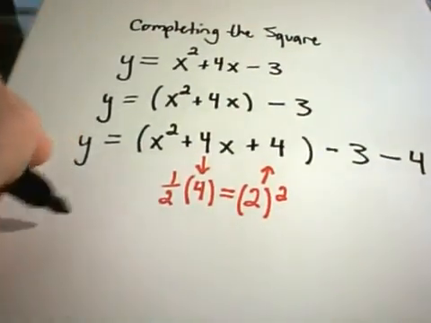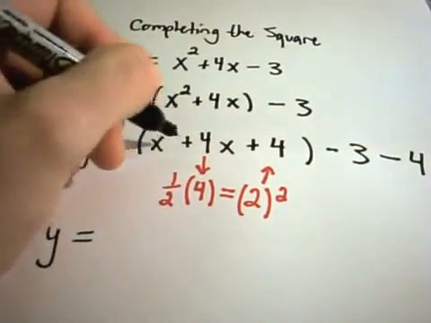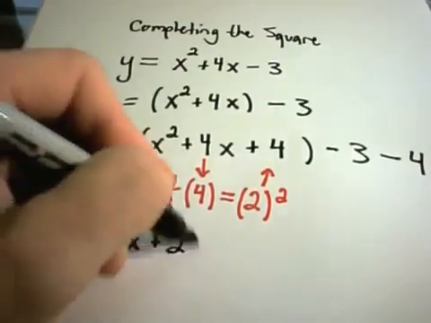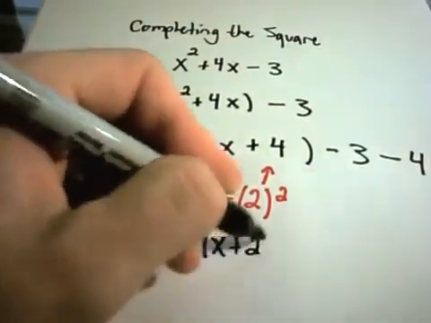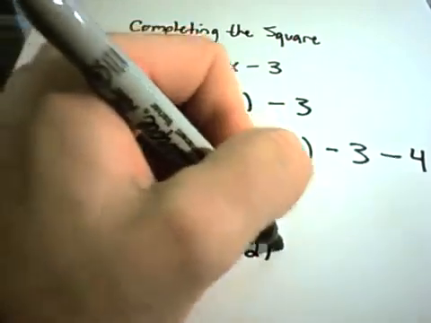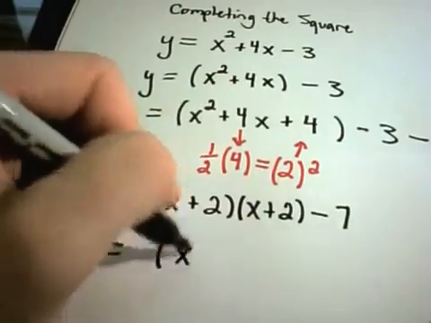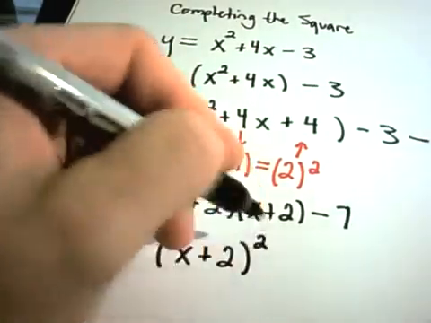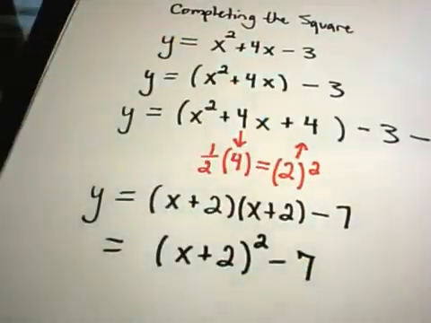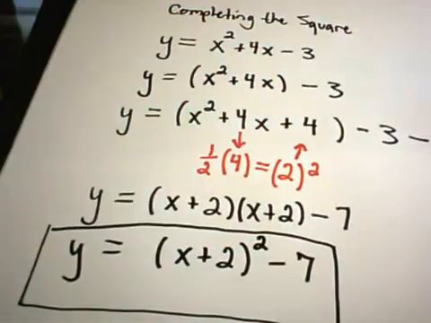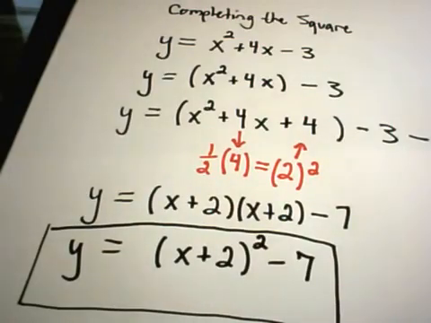And the point is now, you can actually write x squared plus 4x plus 4 as x plus 2 times x plus 2. Well, negative 3 minus 4 is negative 7. And I can now write this as x plus 2 quantity squared minus 7. And this is now in vertex form. Okay, so this is the trick. Completing the square will help you put things into vertex form.